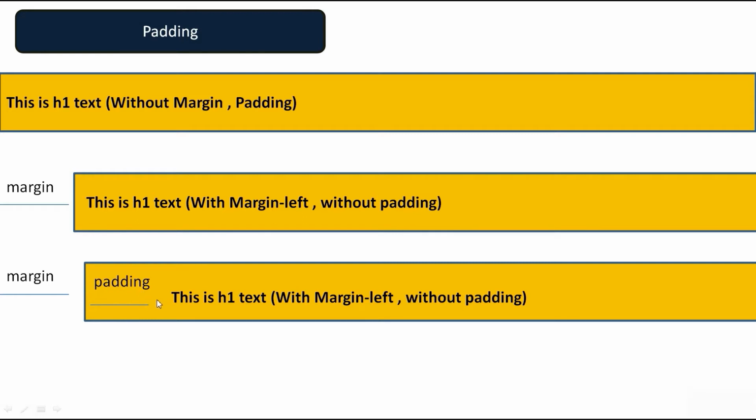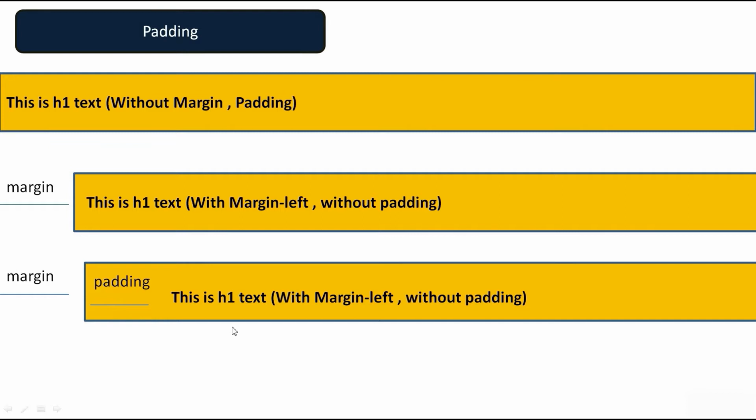The gap or space which is inside the tag is called padding, and the gap or space which is outside the tag is called margin. This is the only difference. Margin is outside, padding is inside. While writing the code you will understand better. As of now keep in mind that margin is outside, padding is inside. Whatever the tag may be, a paragraph tag or an H1 tag, the margin space is outside the tag and the padding space is inside the tag.